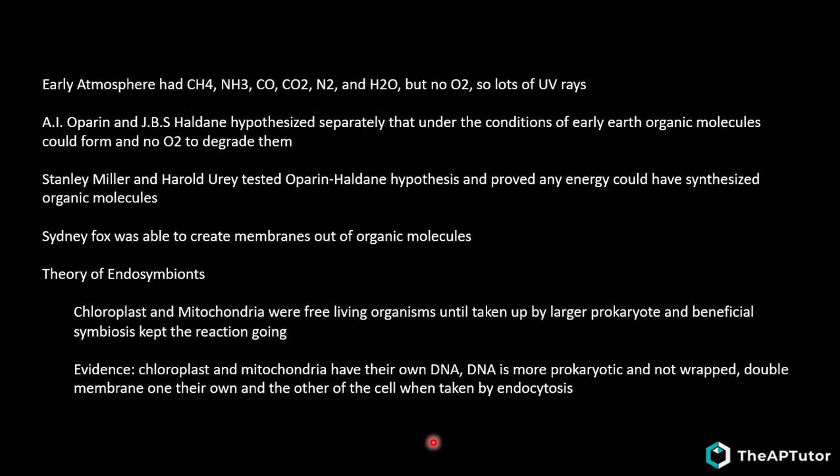The theory of endosymbionts is that chloroplasts and mitochondria were free-living organisms until taken up by a large prokaryote, and beneficial symbiosis kept the reaction going. Some evidence of this is that the chloroplasts and the mitochondria have their own DNA, and that the DNA is more prokaryotic and not wrapped in a double membrane like the rest of the cell's, and therefore it proves that it was taken by endocytosis.